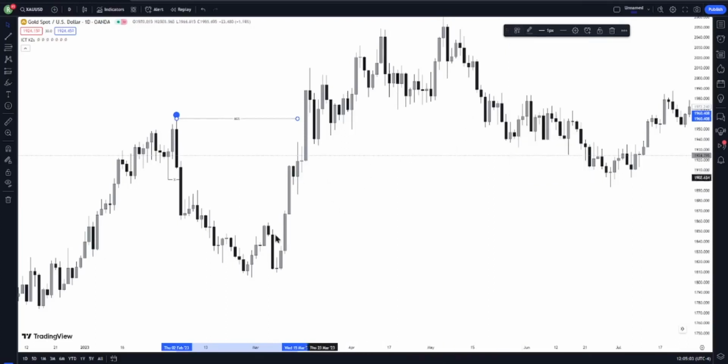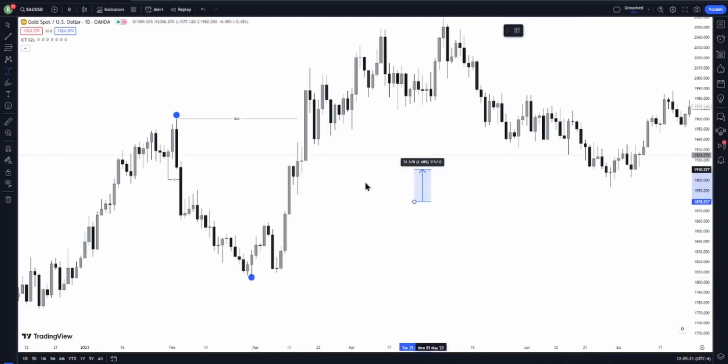Now, after that break of structure, this low is confirmed as a valid low. So we can actually say this is our higher low in the market. And if price comes back down to take out this low, that means we'll have what is known as change of character. I hope you understand that very well. Now, let's continue.